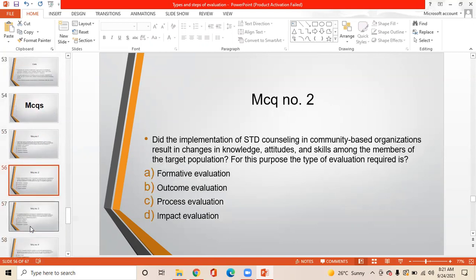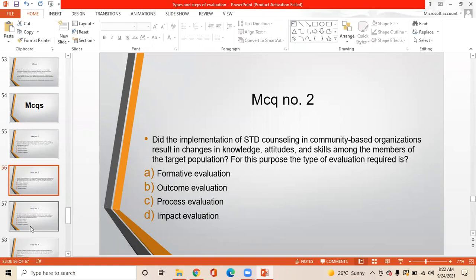MCQ number 2: Did the implementation of STD counseling in a community-based organization result in change in the knowledge, attitude, and skills among the members of the target population? For this purpose, the type of evaluation that is required is: option A is formative evaluation, option B is outcome evaluation, option C is process evaluation, and D is impact evaluation.